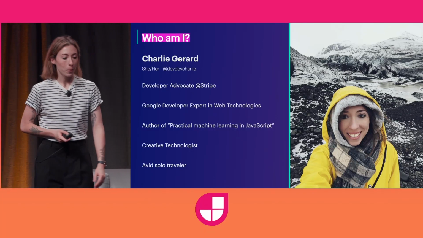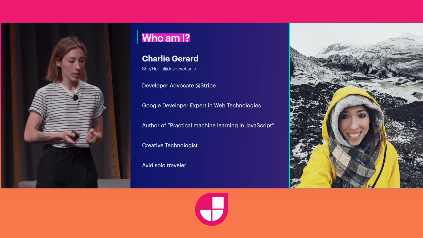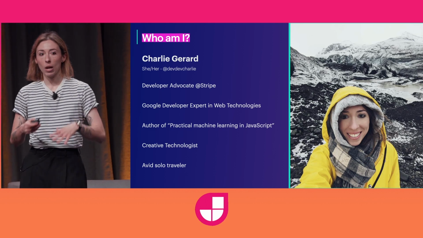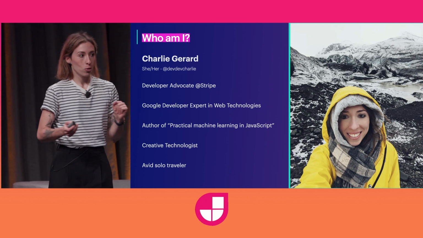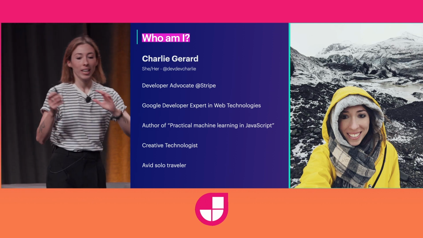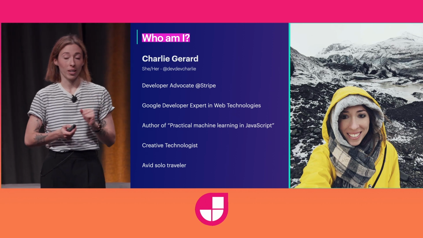Before I dive into it, I was already introduced, but my name is Charlie Gerard. I'm a senior developer at Stripe. Apart from that, I'm also a Google developer expert in web technologies. I'm the author of a book about TensorFlow.js. Overall, I would define myself as a creative technologist, just because I love to look at technology, and instead of doing the practical things that I might do at work, I try to find weird ways to use it. And in general, I do that in JavaScript.